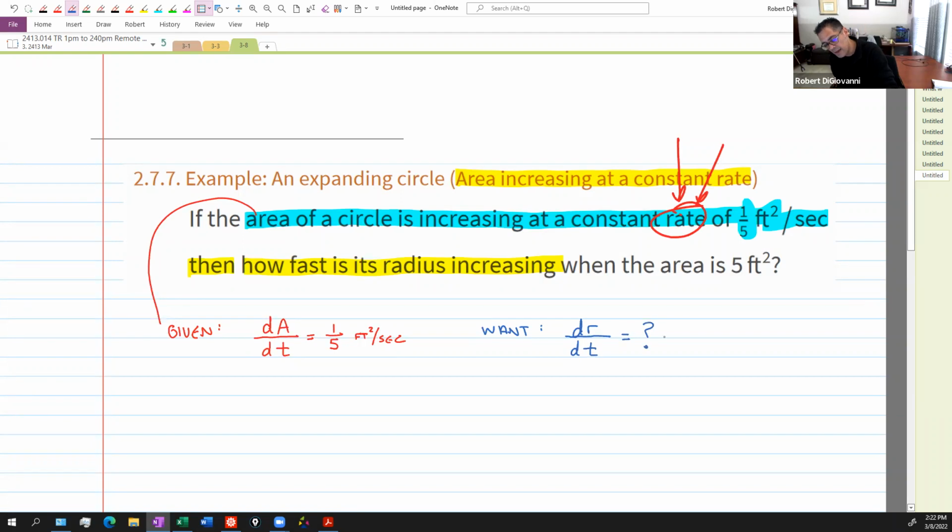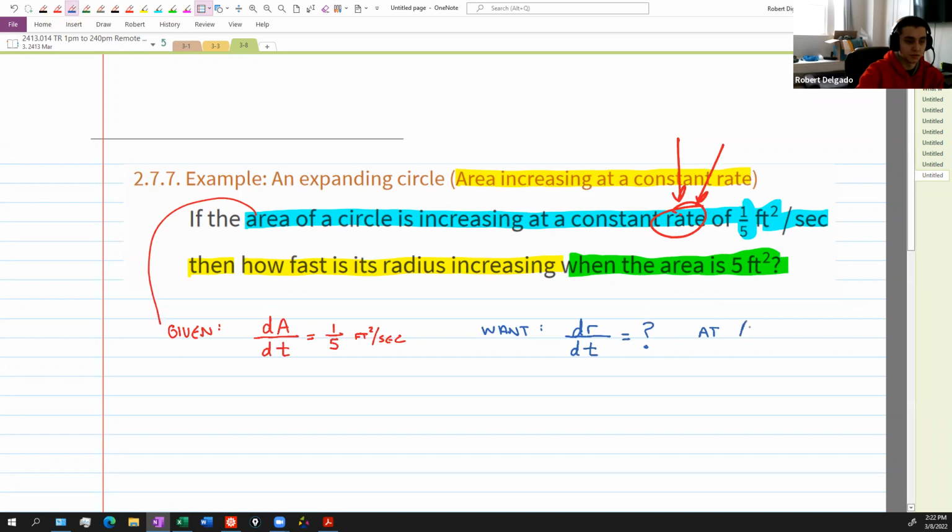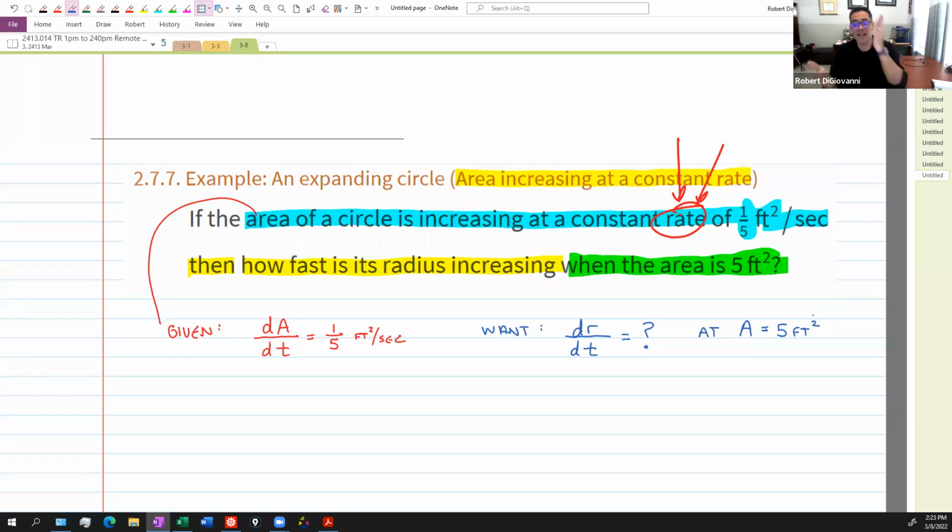We want that at exactly what moment in time, though? At exactly the moment that the area is 5 square feet. They give us how fast the area is changing with respect to time. They want to know how fast the radius is changing with respect to time at exactly the moment that the area is 5 square feet. Okay. Now the big part. Any questions on this setup so far?